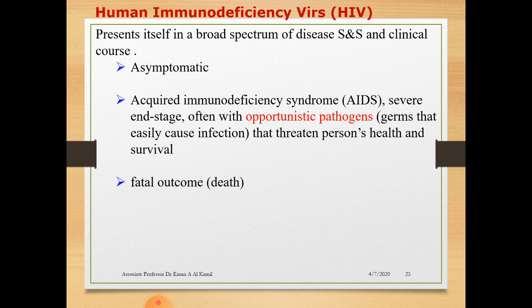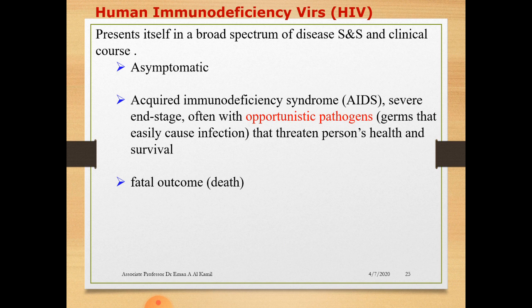Human immunodeficiency virus, or AIDS, presents in a broad spectrum of signs and symptoms and clinical course. It is an emerging disease. It first emerged in the 80s. I think it was in 1986 that it was first diagnosed, and from that time up to now a large number of people have this infection. Regarding incidence and prevalence, it is asymptomatic.